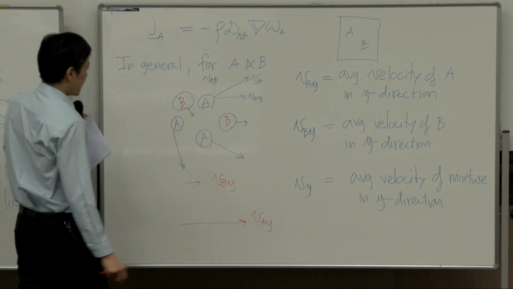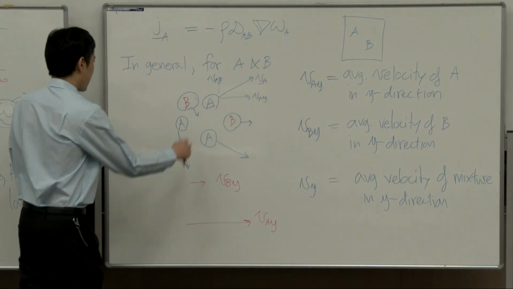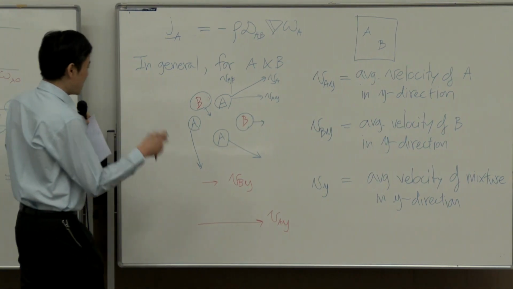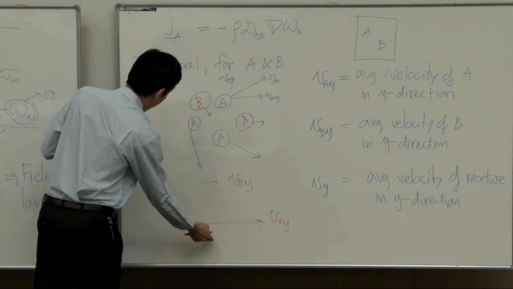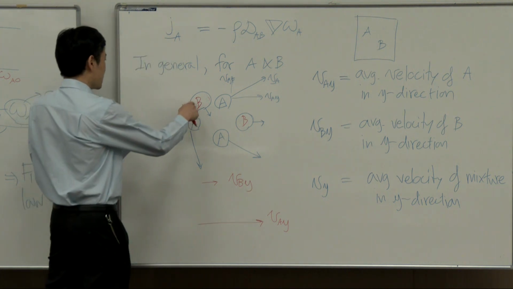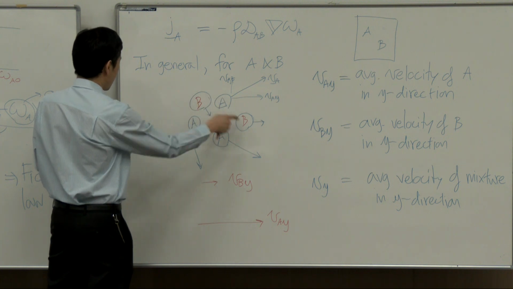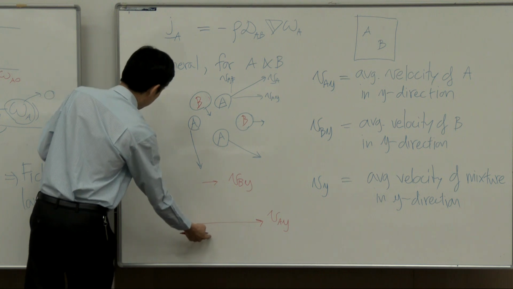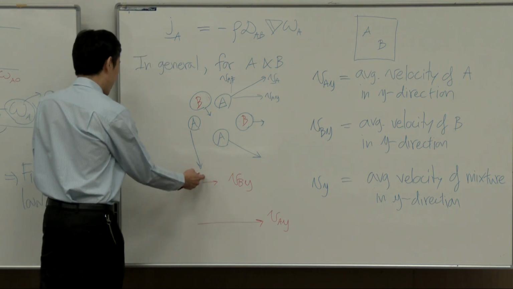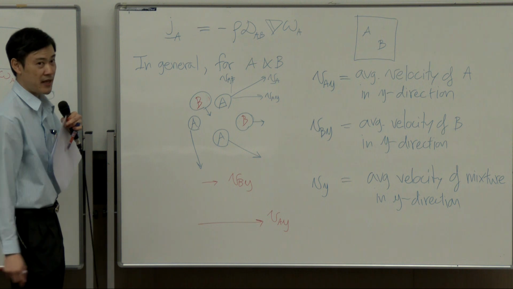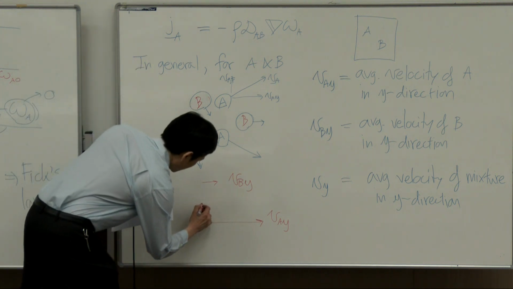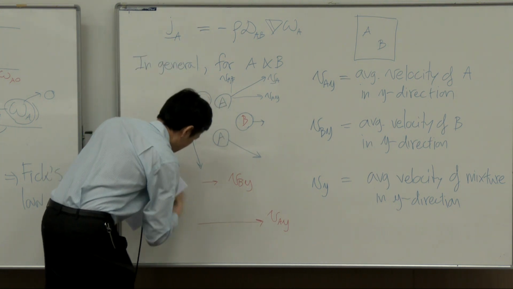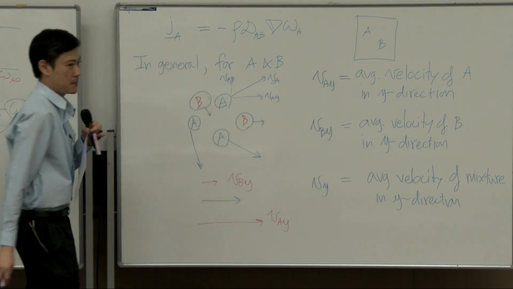Okay? What about Vy, the average of all 5 atoms, disregarding whether they are A or B? It can never exceed the velocity of A, because now whatever we consider contains B as well. So the average velocity of all 5 atoms cannot exceed this VA, and it cannot be slower than VB. It has to be in the middle. So VA or Vy here must stay in the middle.